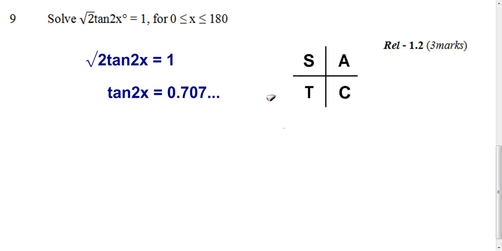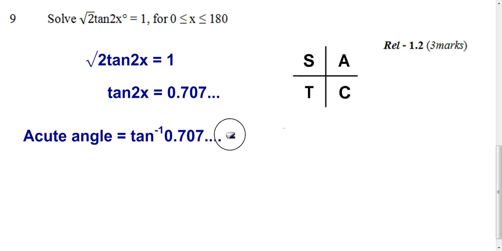I would keep that number in your calculator, and then I want to find the relative acute angle for this. So I need to inverse tan 0.707. Leave the 2x alone at this moment in time. Just try and find the relative acute angle for the first quadrant. So inverse tan 0.707, and that comes to 35.26.